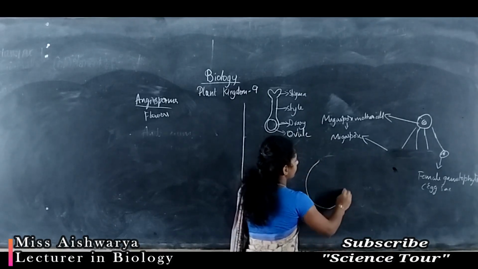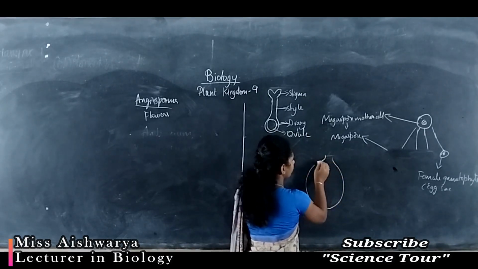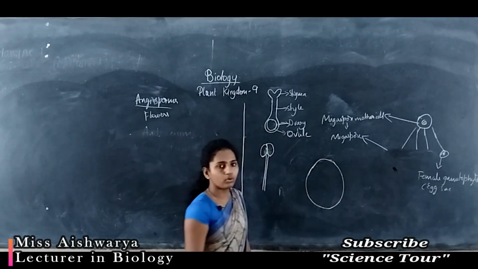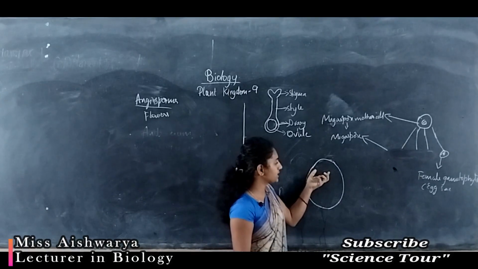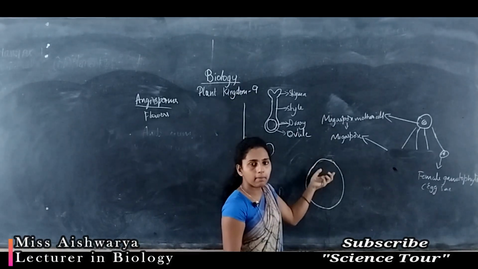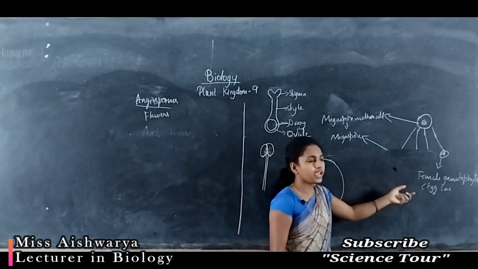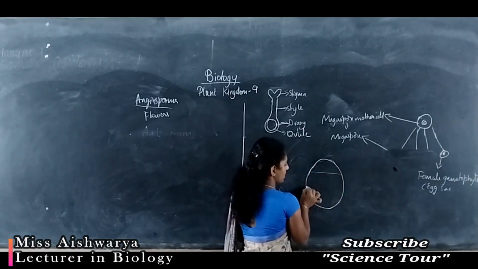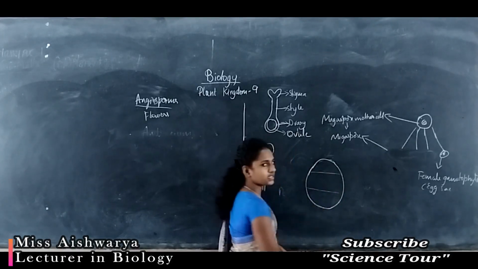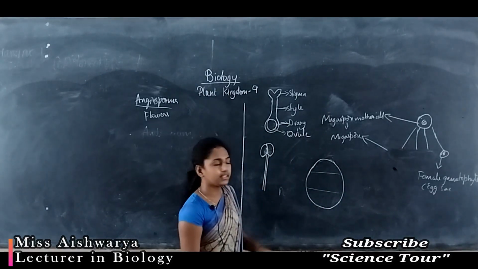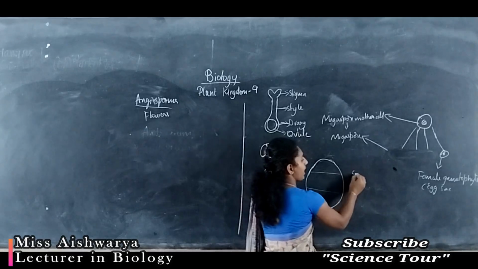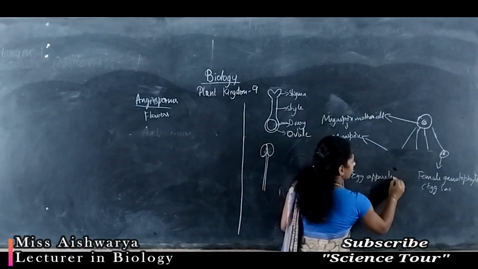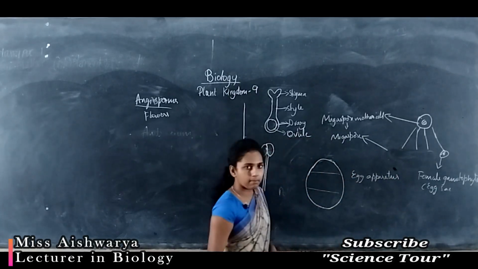It is somewhat oval in shape. This is divided into 3 egg apparatus. Inside this egg sac you can see it is partially divided into 3 parts. Each part, each section, we will call an egg apparatus.